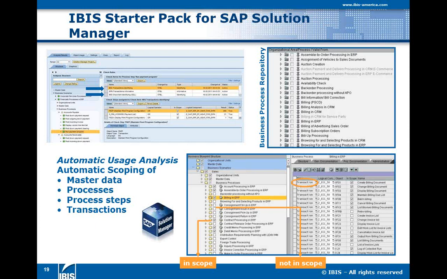And you can see up in the left-hand pane of this slide an example of what happens when you run that usage analysis. You'll actually get the listing of processes with traffic lighting to indicate what you're using and what you're not using. And then that can form the basis for your blueprint structure and the scope of your blueprint structure. And it's all linked to that business process repository of the standard SAP processes that are available in your platform.